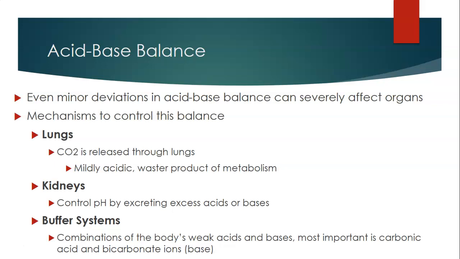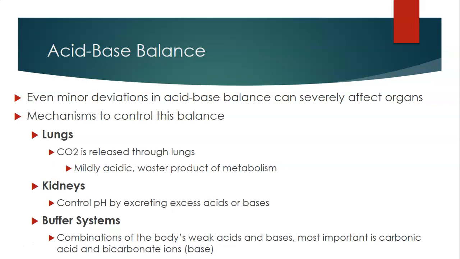As far as the kidneys, they are able to affect blood pH by excreting excess acids or bases. The kidneys do have some ability to alter the amount of acid or base that is excreted, but because the kidneys make these adjustments more slowly than the lungs do, this compensation generally takes several days. So the kidneys work, I think, stronger but slower.